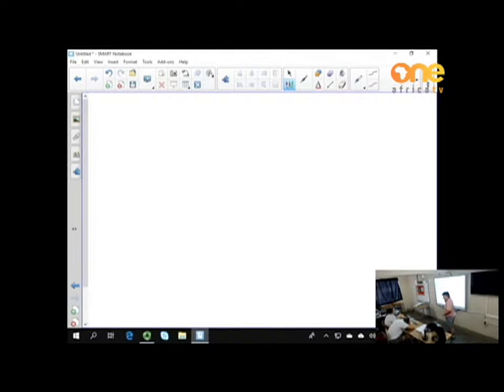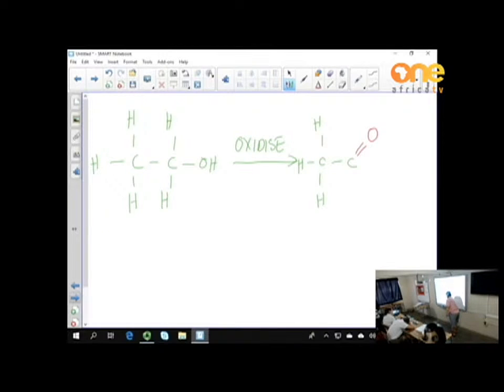How do we recognize carboxylic acids? If I take ethanol, and I allow it to oxidize, I will get a carboxylic acid, and the carboxylic acid will look like this. There is the original part there, and we keep the carbon there, we get a double bond oxygen, OH. There is our carboxylic acid.